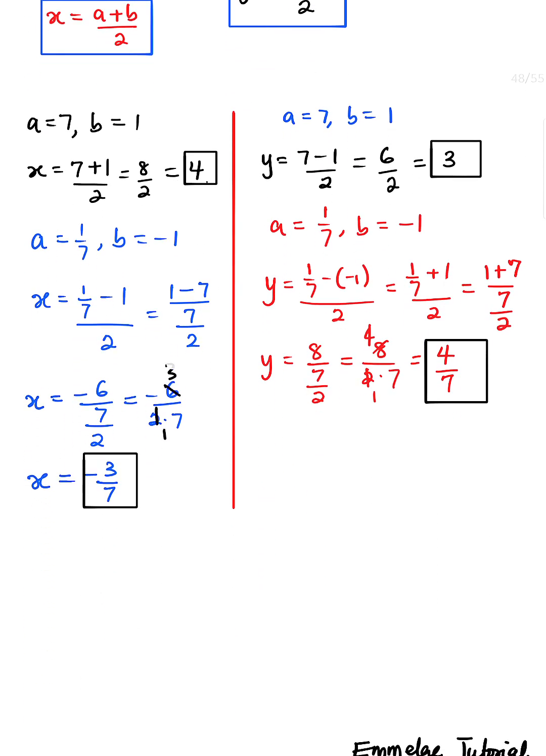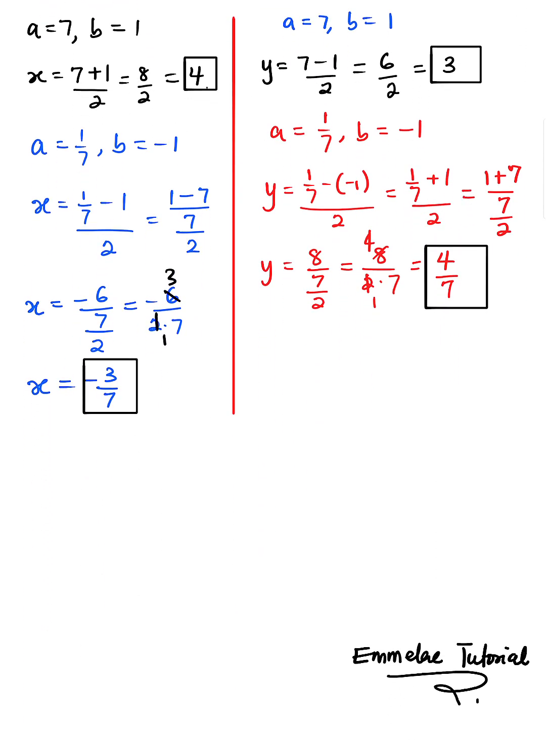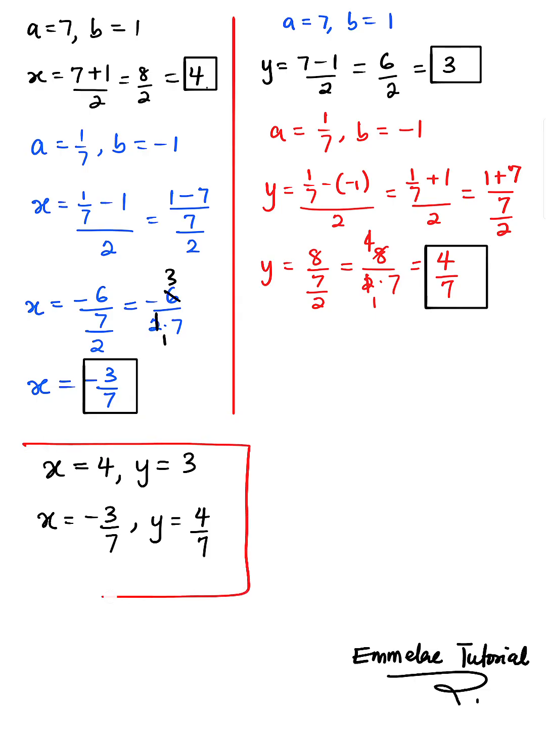So which implies that when x equals 4, then y equals 3. When x equals -3 over 7, y equals 4 over 7. So here are the values of x and y that satisfy the equation.